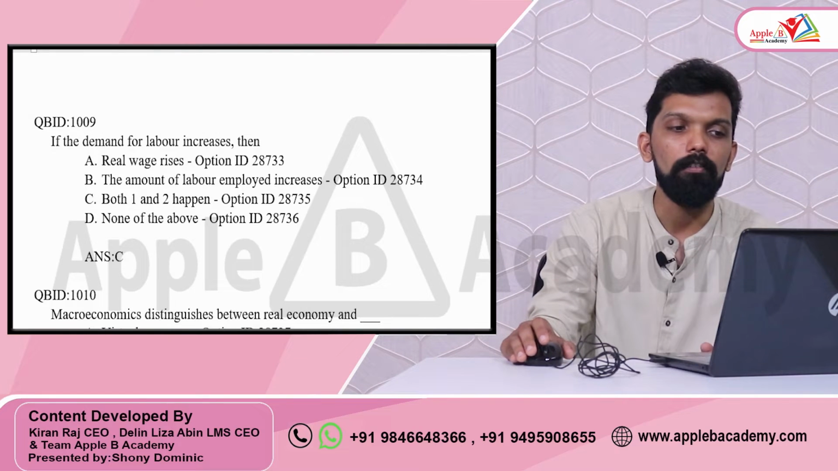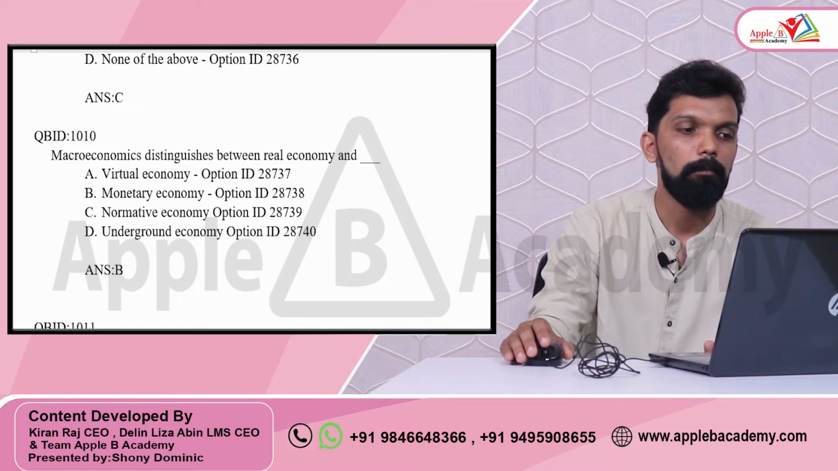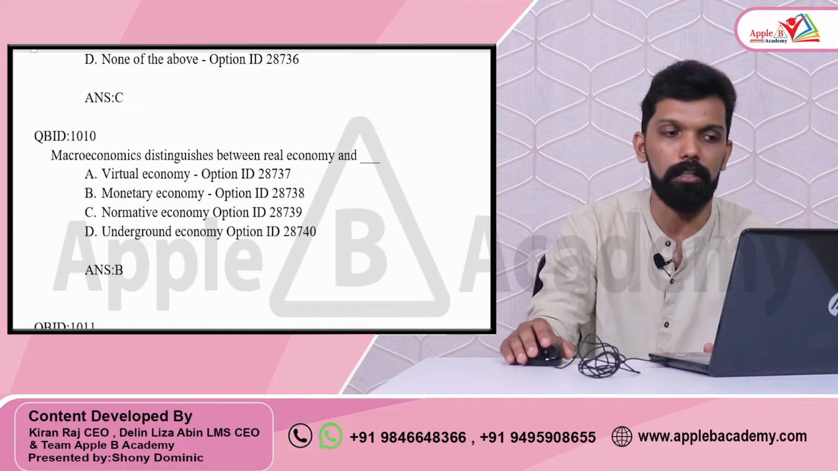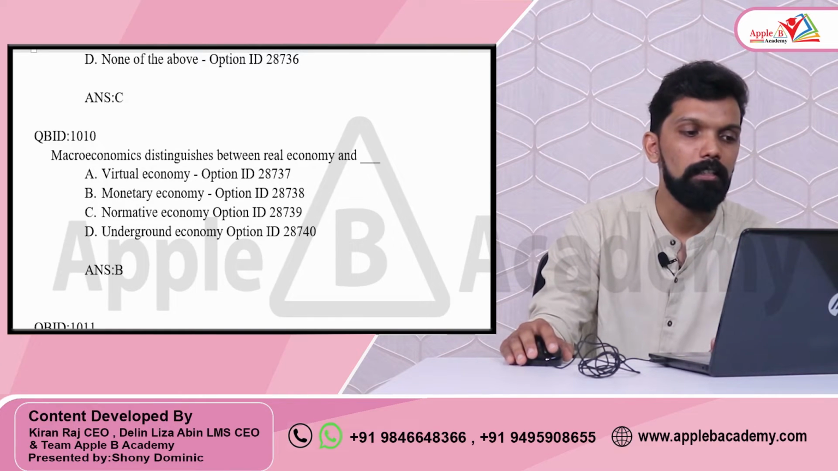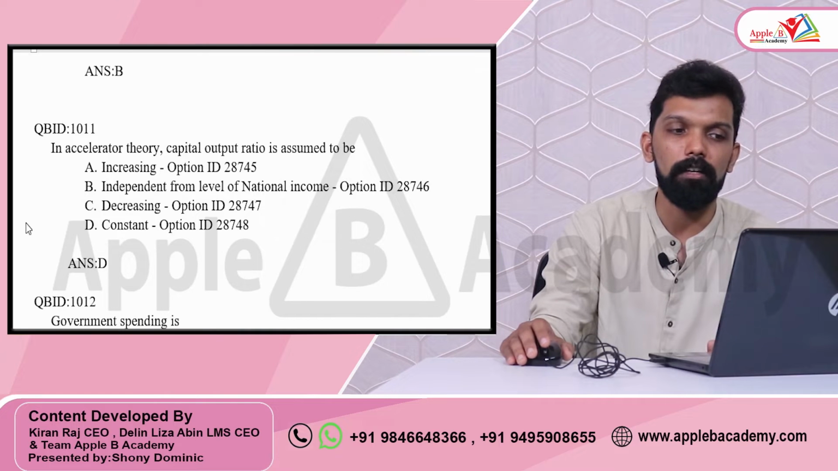So the next question, if the demand for labor increases, then options: 1, real wage rises; 2, the amount of labor employed increases; 3, both 1 and 2 happen; 4, none of the above. So the right answer for this question is option C, both 1 and 2 happen. The next question, macroeconomics distinguishes between real economy and dash. Options: A, virtual economy; B, monetary economy; C, normative economy; D, underground economy. So the right answer for this question is option B, monetary economy. So the next question, in accelerator theory, capital output ratio is assumed to be, option A, increasing; option B, independent from level of national income; option C, decreasing; option D, constant. So the right answer for this question is option D, constant.